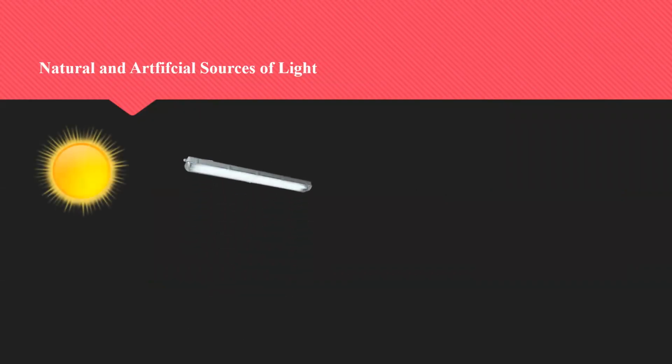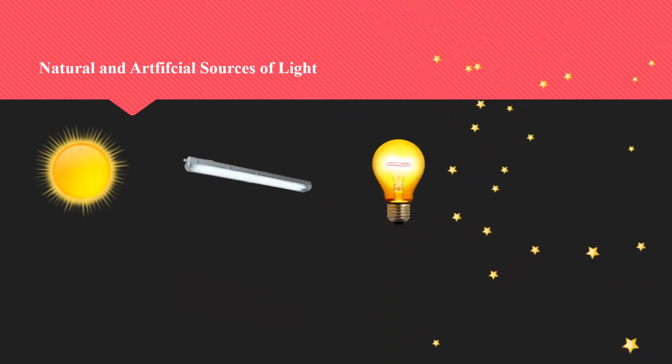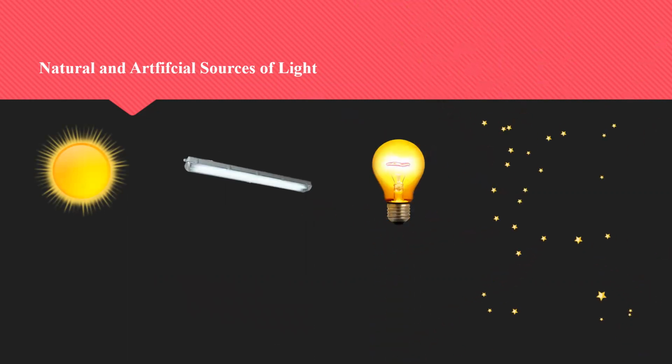Let's move on to natural and artificial sources of light. Sun, tube light, torch, and stars. So can you tell me which among these are natural and artificial? The sun is a natural source, whereas tube lights and bulbs are artificial because they are man-made. What about stars? Yes, they are natural source.